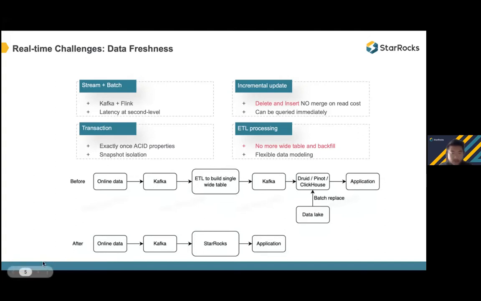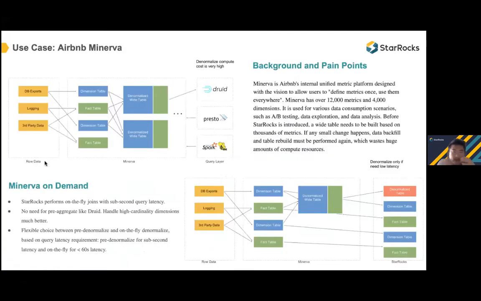Here is an example, which is from our client Airbnb. They have a system called Minerva. Minerva is the internal unified metrics platform designed with the vision of defining user-defined metrics once and using them everywhere. The system has over 12,000 metrics and 4,000 dimensions.